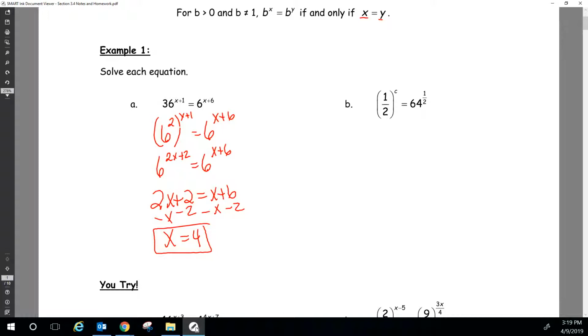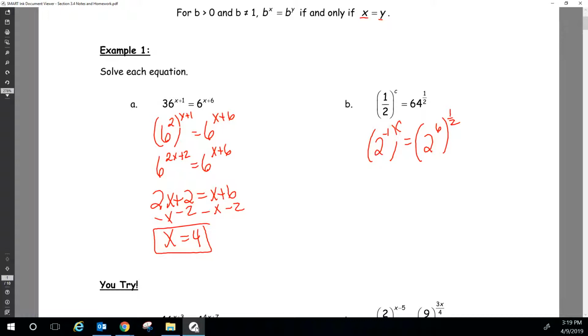All right, moving on to B. I've got 1/2, and I have got 64. And so the best place to have a common meeting ground between those two guys would be 2. So I know that 1/2 is 2 to the negative 1 power. And I know 64 is 2 to the 6th power.